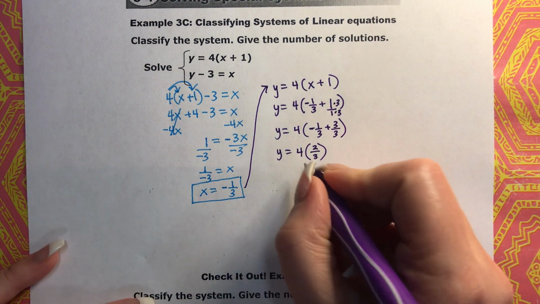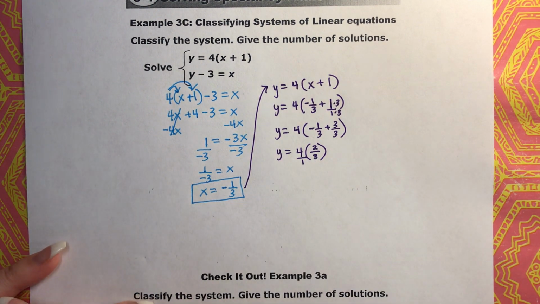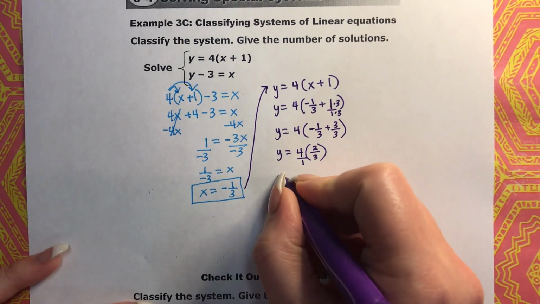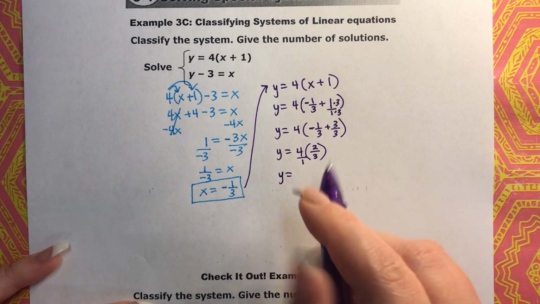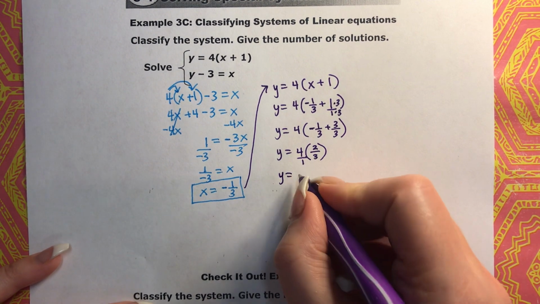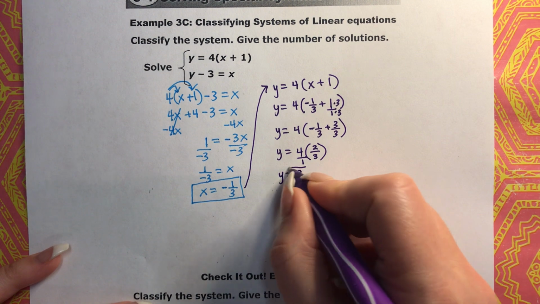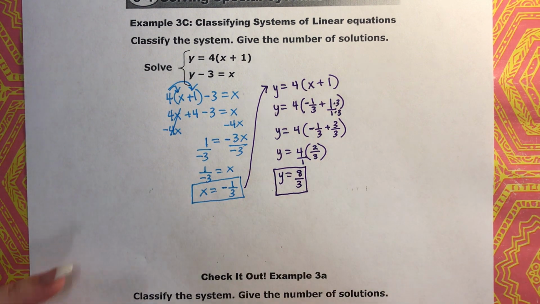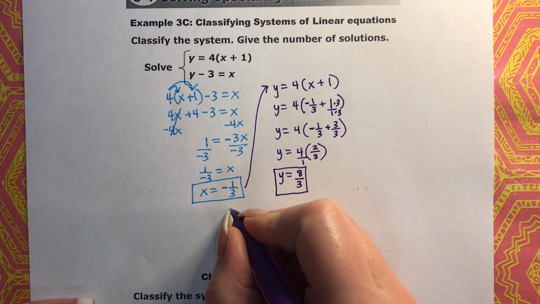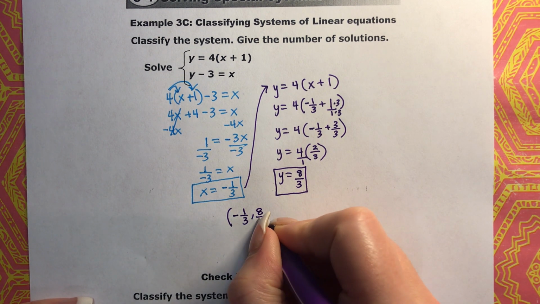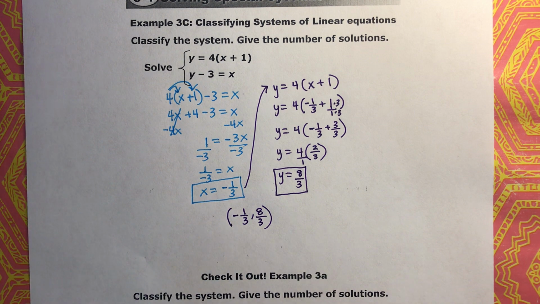And now I am multiplying fractions. So I'm going to make this a 4 over 1. Remember, whenever you're multiplying fractions, first you look to cross cancel, and then you just multiply across. I don't think there's anything we can cancel out, so multiply across. 4 times 2 is 8. 1 times 3 is 3. So the answer is 8/3. So that means our solution is -1/3, 8/3. And so that is one solution.